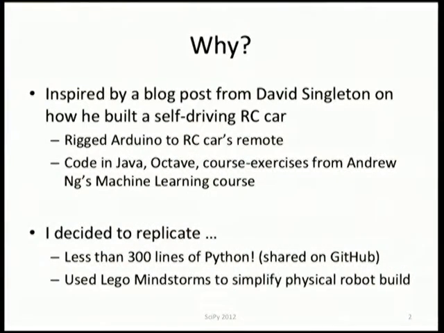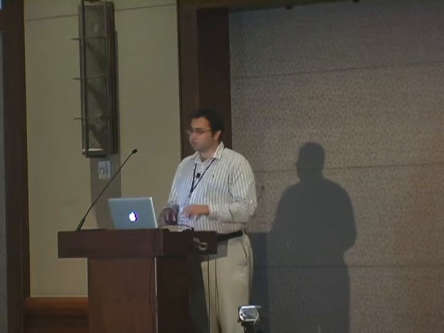This was really inspired from a blog post on Hacker News by a guy named David Singleton, and he was taking Andrew Ng's machine learning course, and he did a really cool project where he hacked some Arduinos to control an RC racing car, and he used some of the code from the course for machine learning. He combined Java, Octave, and a couple of other scripts to build this self-driving RC car.